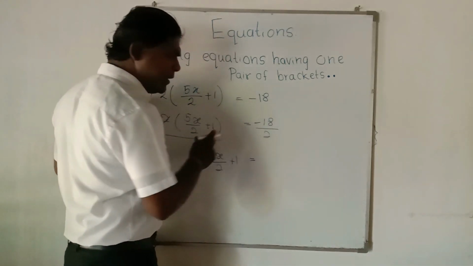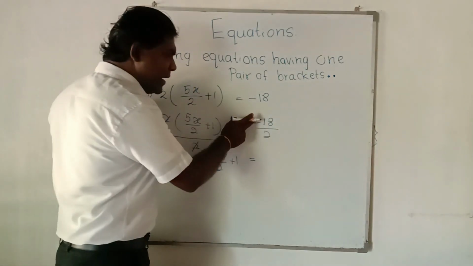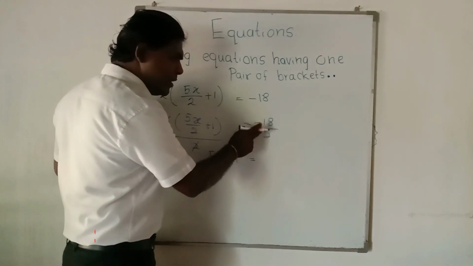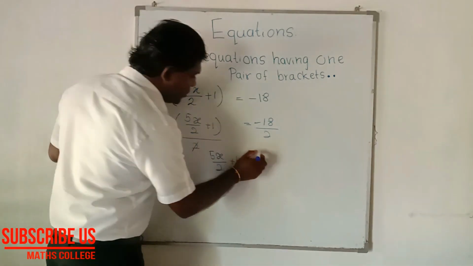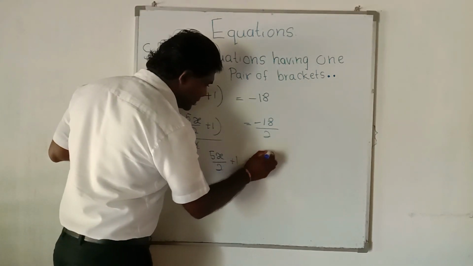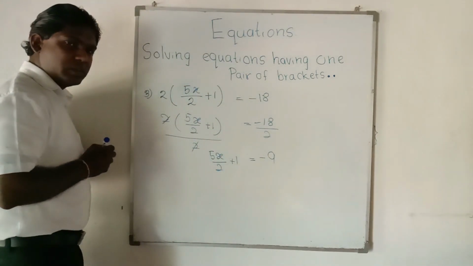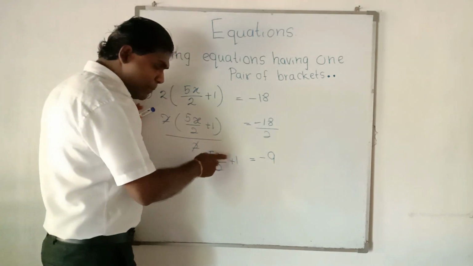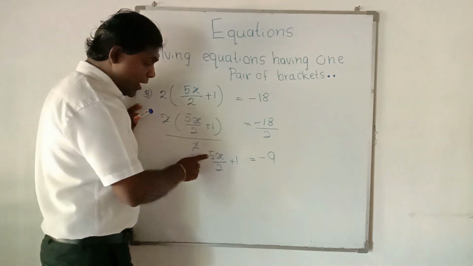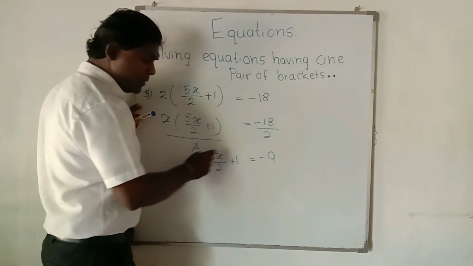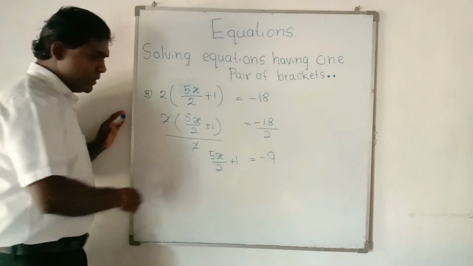18 divided by 2 is 9. Minus divided by plus, when the signs are different, the answer should be minus. Now we have to apply the opposite operation for the 1.